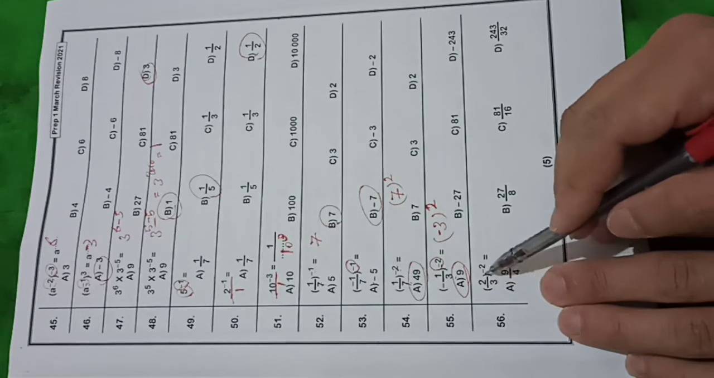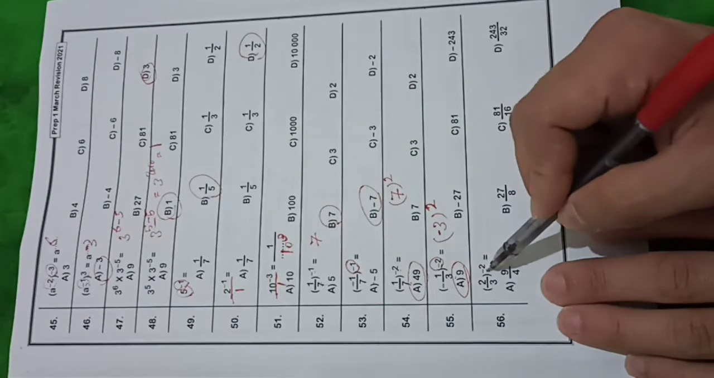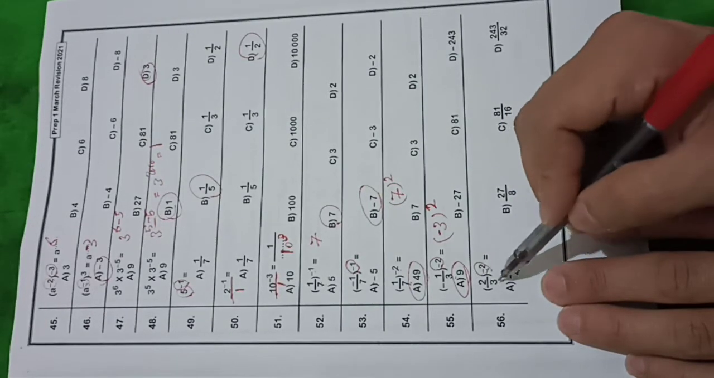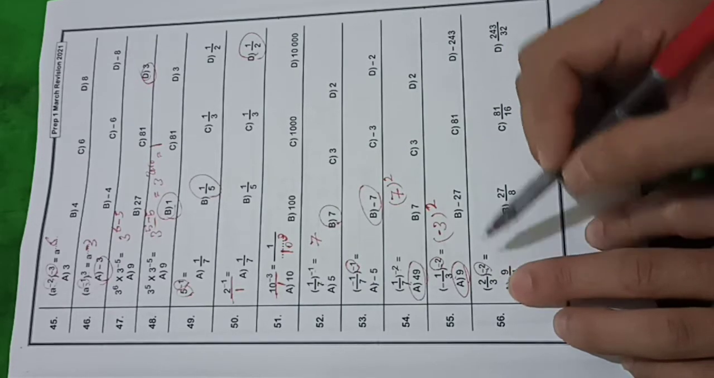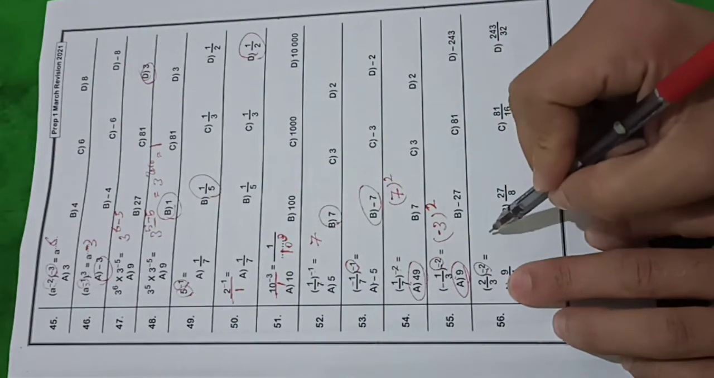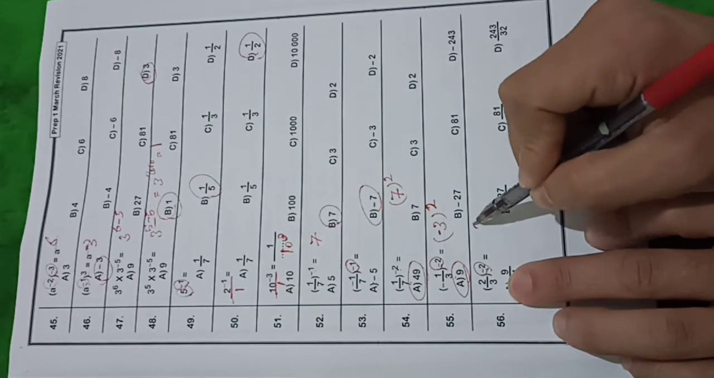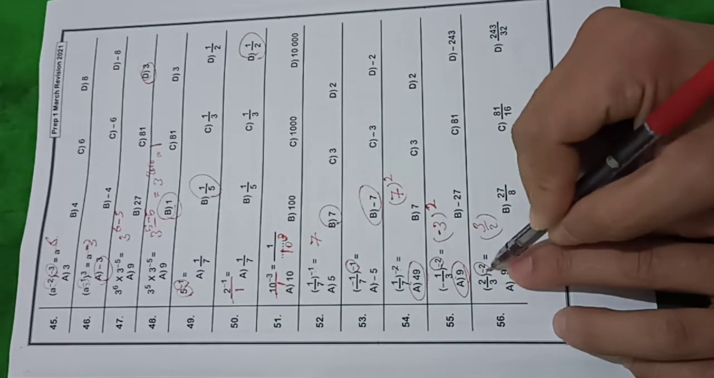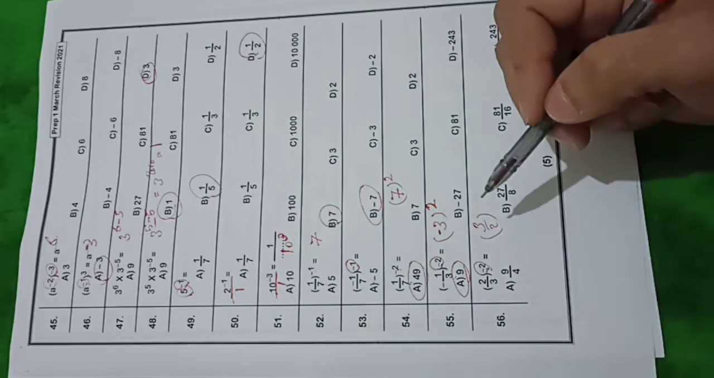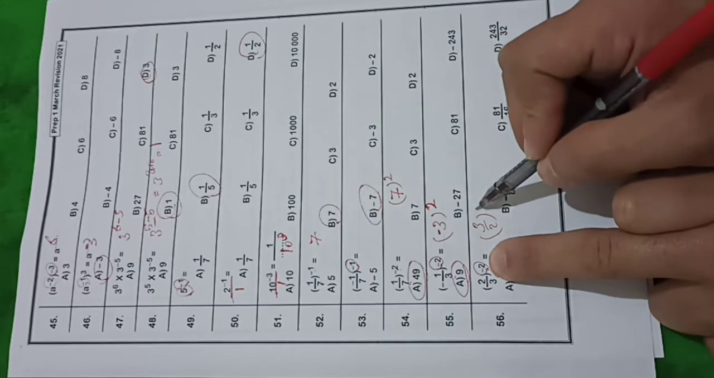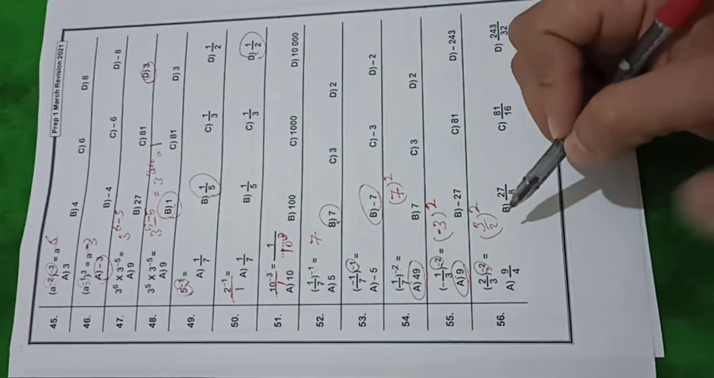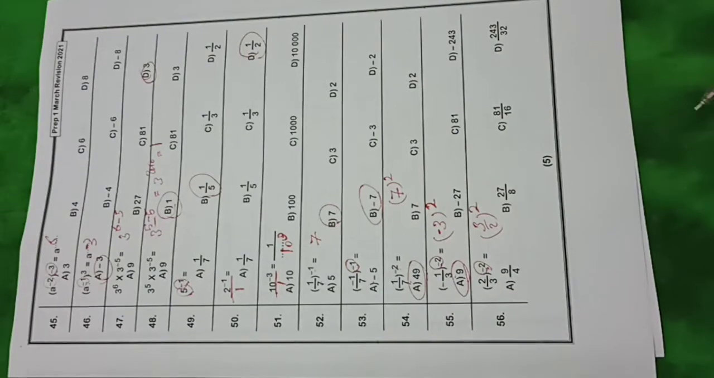56. 3 over 2 in bracket, all raised to power negative 2. The same, the power here is negative. Then we flip the fraction. Then we get 3 over 2 power what? Negative 2? No, we flip the fraction, then we change the sign of the power. Then we write 2. 3 over 2 power 2 equals 9 over 4.